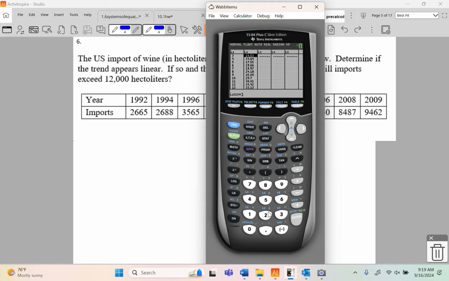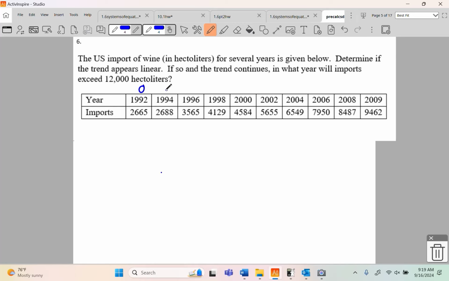I'm going to make 1992 be year 0. I want you to make note of that. Even though I'm using a calculator, I'm still going to let this be year 0. So we have 0, 2, 6, 8. No, because I'm an idiot. This is 0, this is 2, this is 4, this is 6, this is 8, this is 10, 12, 14, 16, 17. All right. Those are the numbers I'm using. You could have used the years that are given, that's fine.